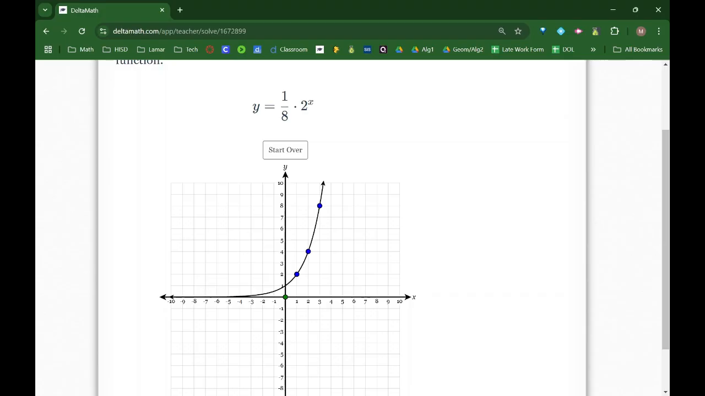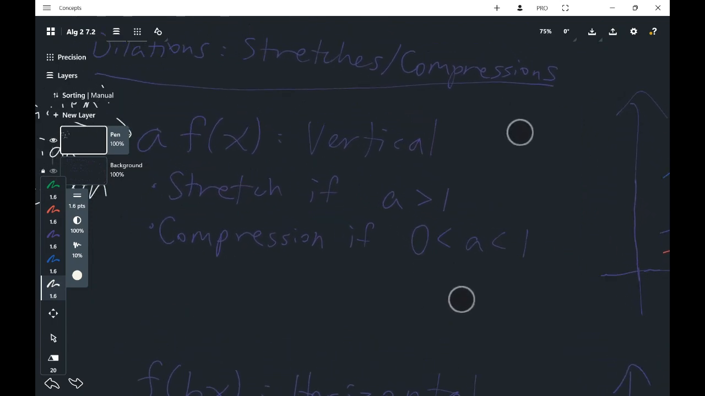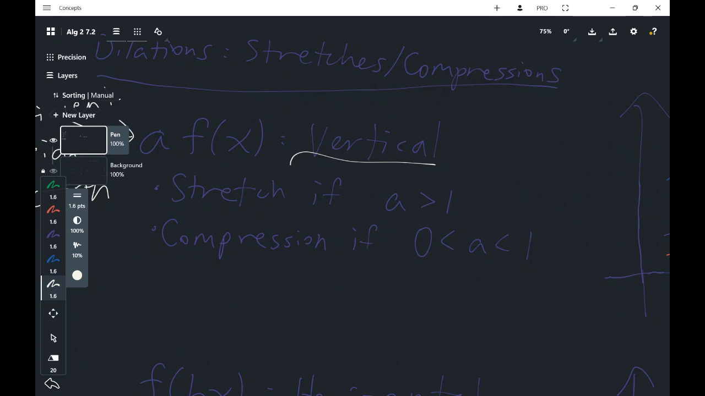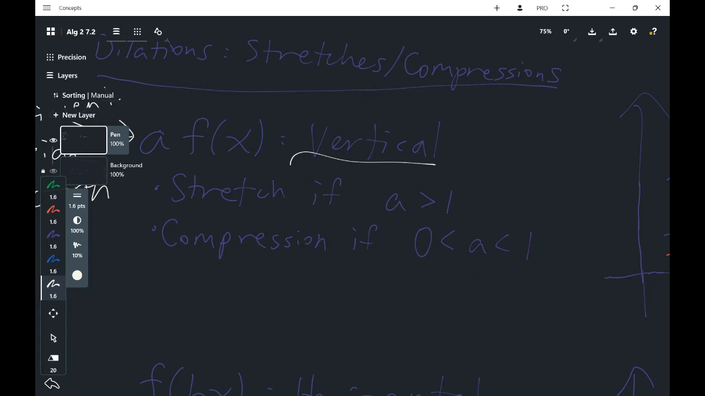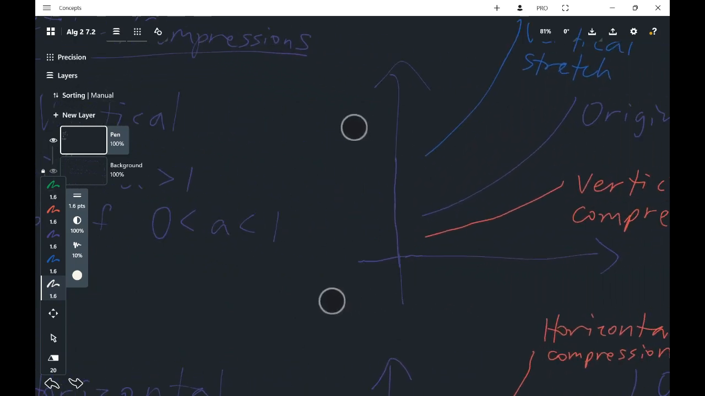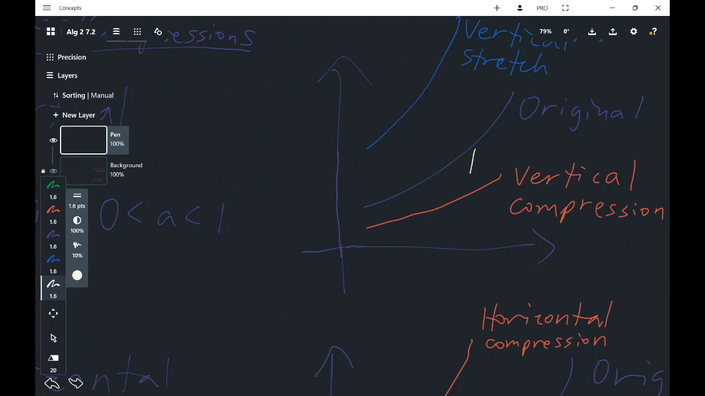And the value of that number, the 1 over 8, is going to tell us if it's a stretch or compression. For vertical stretches and compressions, it's going to be a stretch if the A is bigger than 1, like 2, 3, 4, and it's going to be compression if A is between 0 and 1, say like 1/2, or in this case, 1/8. This is a compression because 1/8 is between 0 and 1. So what that means here is we're going to compress this down vertically. We're going to make it shorter.